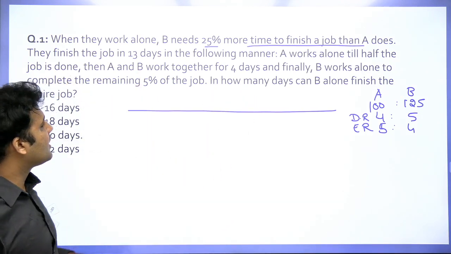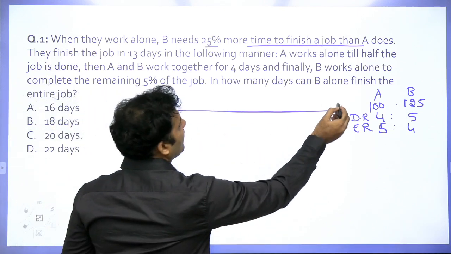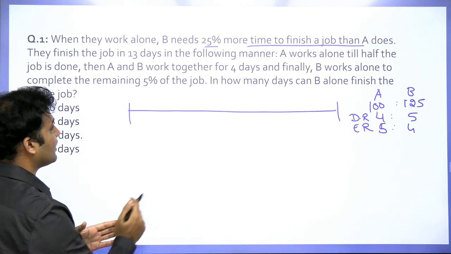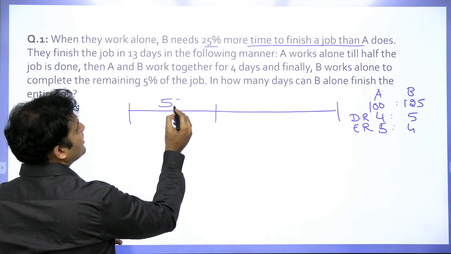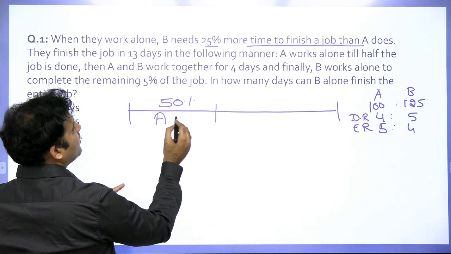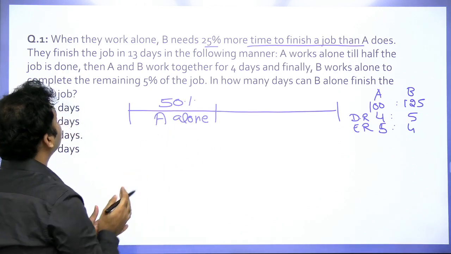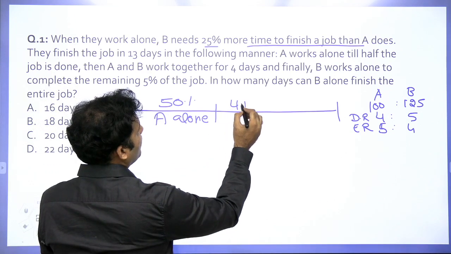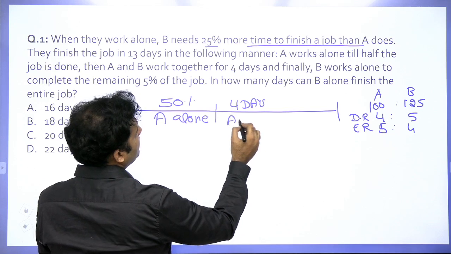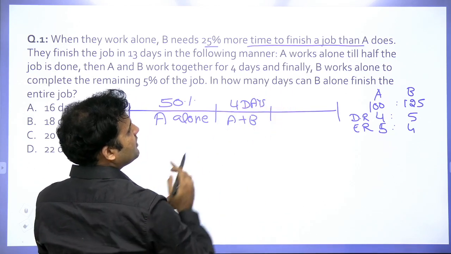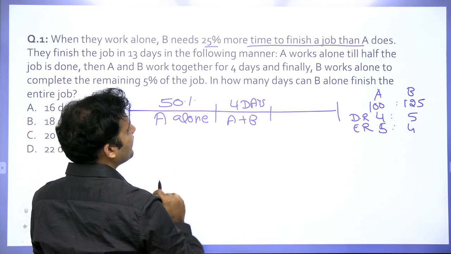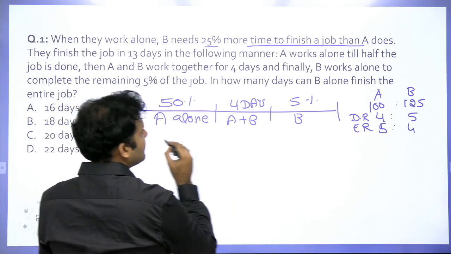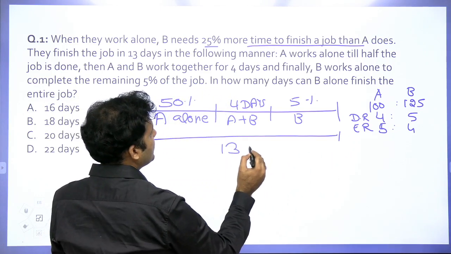They finish the job in 13 days. That means this complete timeline is of 13 days. A works alone till half the work is done. That means by the time 50% of the work is done, A alone is working. Okay. Then A and B work together for 4 days. For the next 4 days, A and B both are working. And finally, B works alone to complete the remaining 5% of the job. So the remaining 5% of the job is done by B, and this complete timeline is of 13 days.